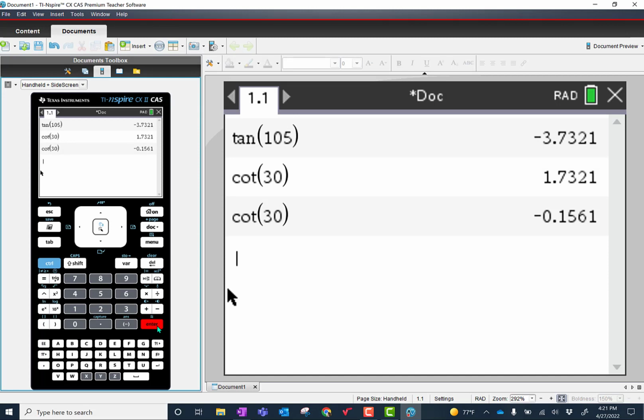So we've got to be very careful to make sure that we are in the proper mode before we just start punching numbers in the calculator. This is radians, and this is not what they asked us for. They didn't ask us for 30 radians. They asked us for 30 degrees. Okay, so I just wanted to point that out.